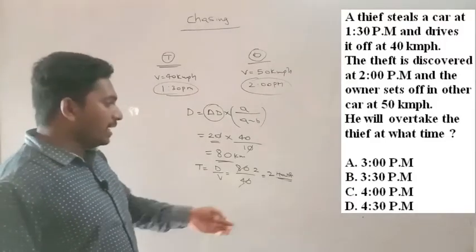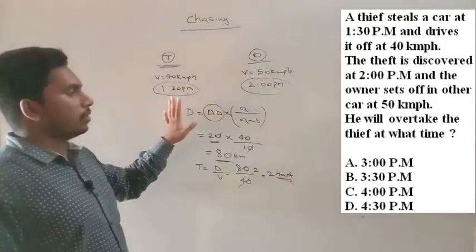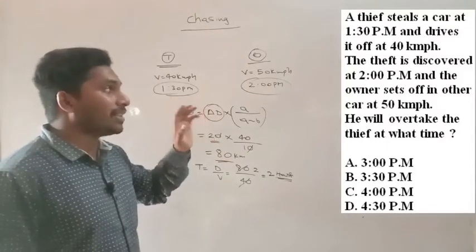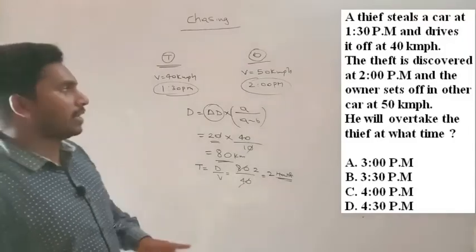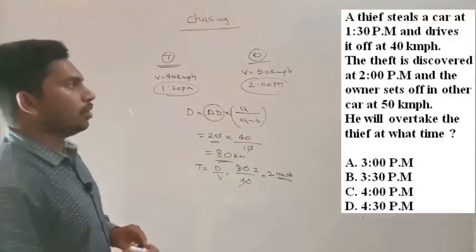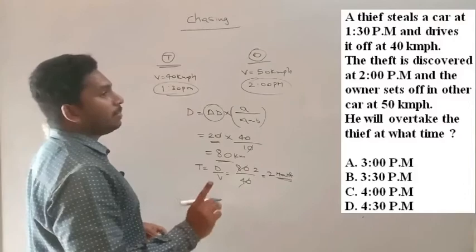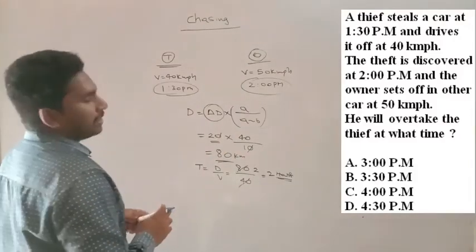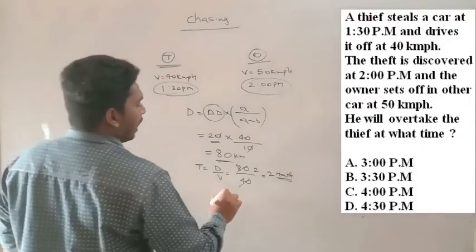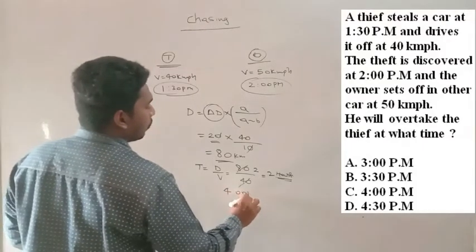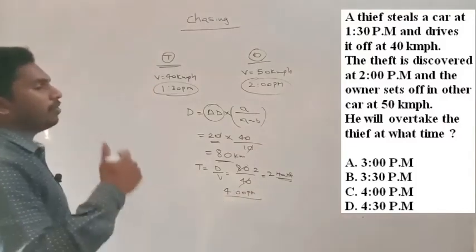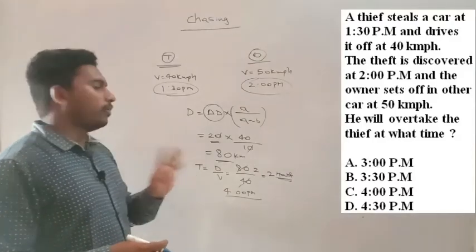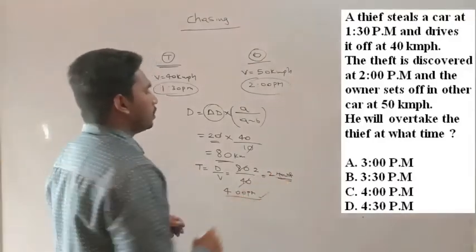So again you should not add this to this. Whenever the owner started in another car, for that time you have to add these 2 hours, that is 2 p.m. plus 2 hours. So the point of time at which the owner catches or overtakes the thief's car is 4 p.m. It means that after 2 hours, since he started at 2 p.m., he will catch him at 4 p.m. So this is how you have to solve this.